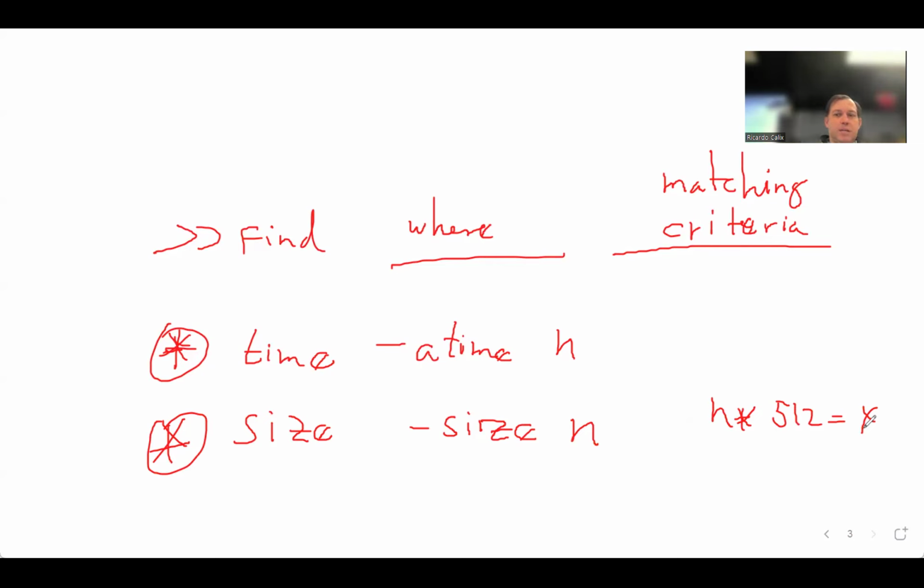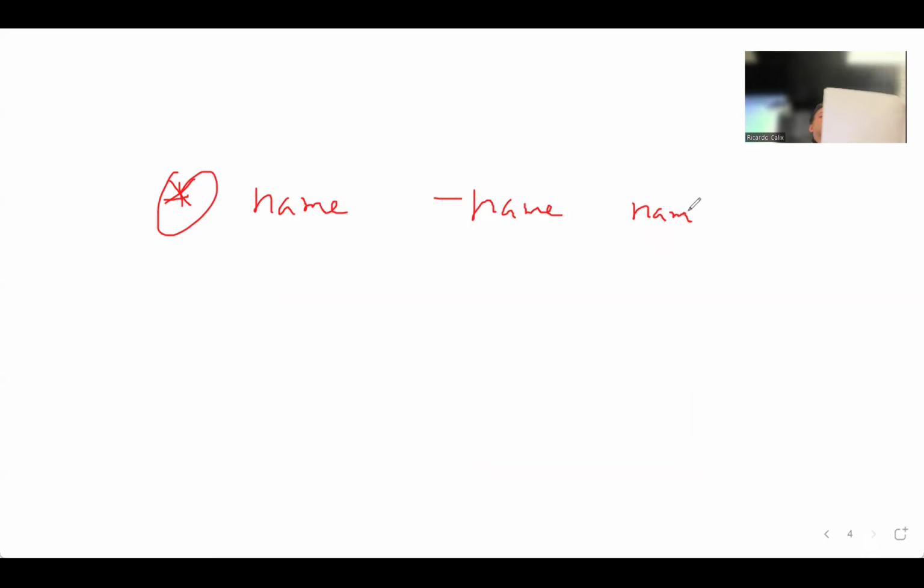All right, so let's do name. That's another flag for find. So dash name, and the name would be in the name. Okay, so that's the name. Okay, so let's look at an example of this.